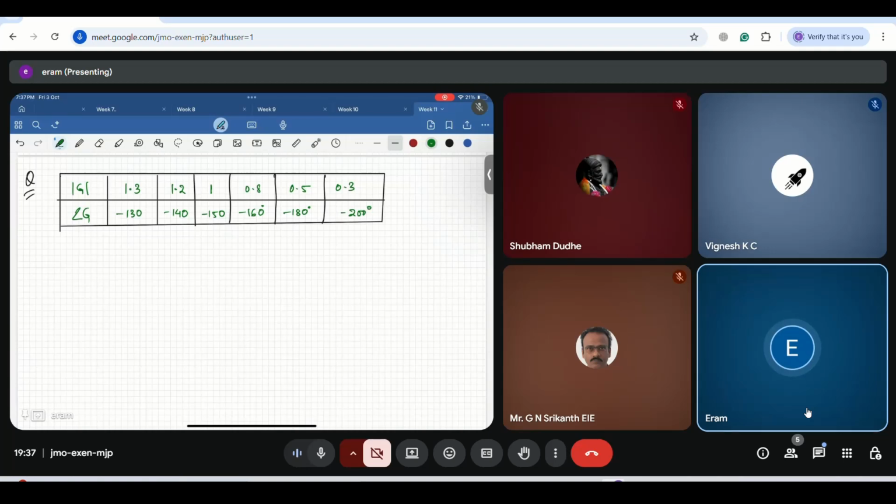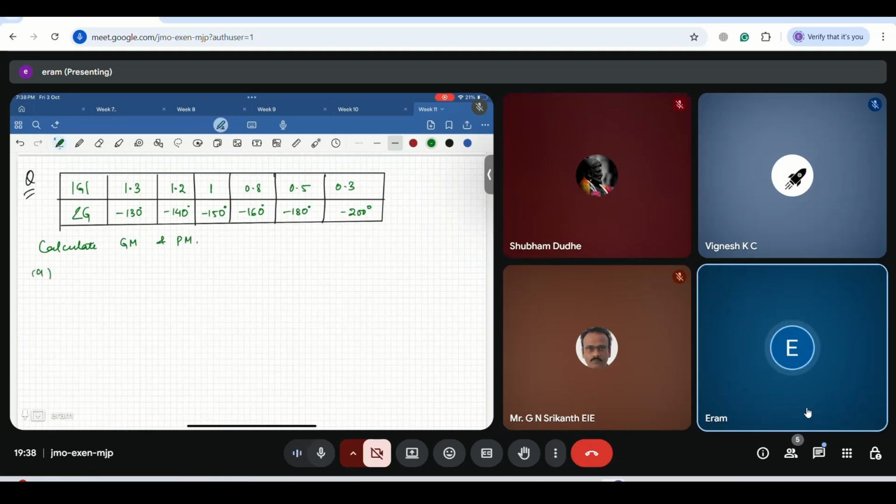So the magnitude is given, but it is not given in dB. Okay, it is just a magnitude. It is not in dB, and the angle is given in degrees. You have to calculate the gain margin and phase margin.